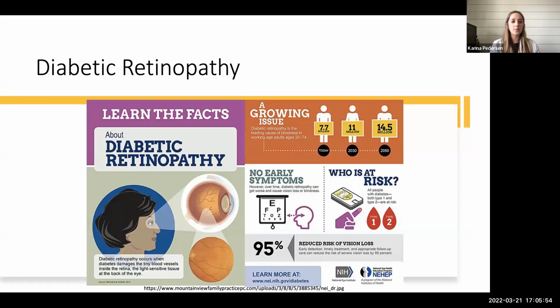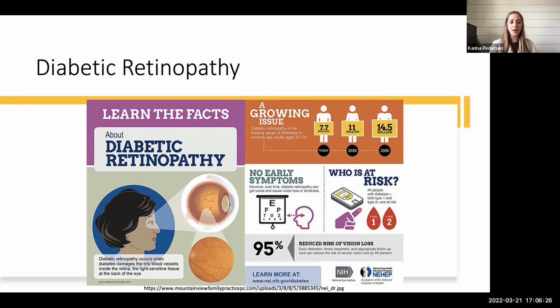So first, I want to talk about diabetic retinopathy. There are two kinds of diabetic retinopathy. The first kind is called non-proliferative diabetic retinopathy, which is generally considered a less advanced form of disease, versus proliferative diabetic retinopathy, which is considered a more severe form, where the tiny blood vessels in your eye start to leak and can cause pretty significant vision loss. I'll show you an image of that in the next slide.